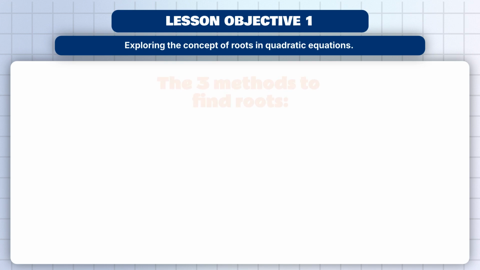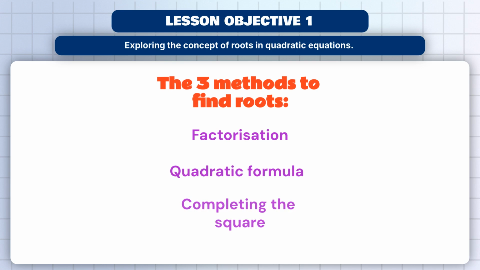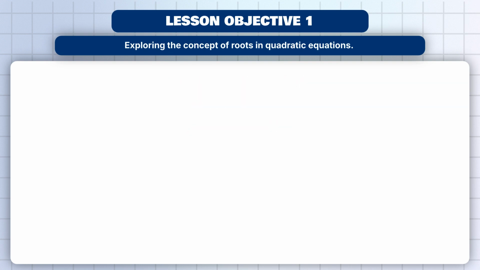In this unit, we will explore three methods to find roots, precisely which are factorization, the quadratic formula, and completing the square. In this lesson, we'll focus on factorization. Let's begin with an example. Consider the quadratic 6x squared plus 5x plus 1.